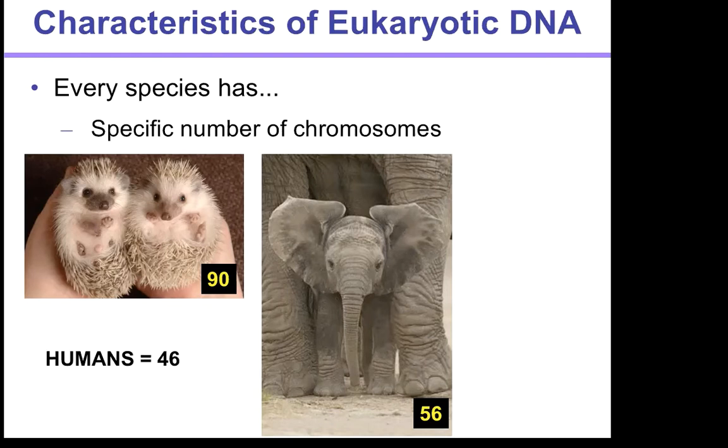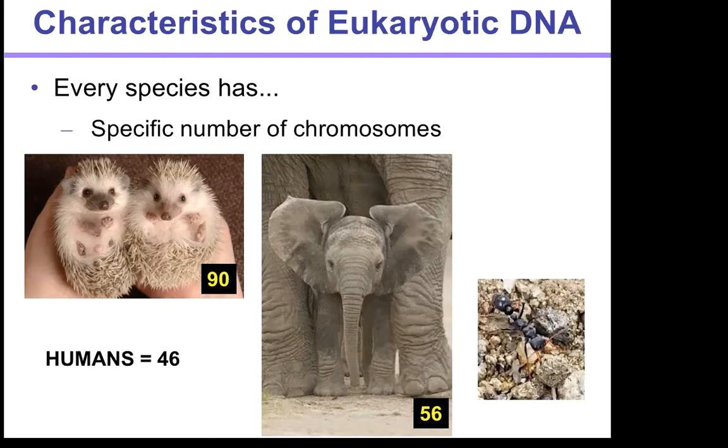Do you know which species has the smallest number of chromosomes? It happens to be this critter right here. This is a jackjumper ant. And this individual, he only has a single chromosome.